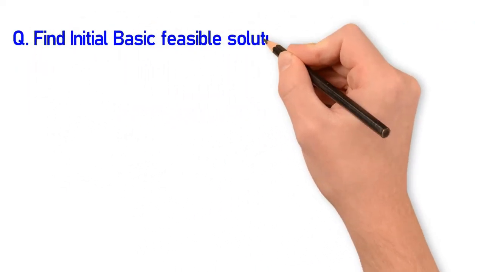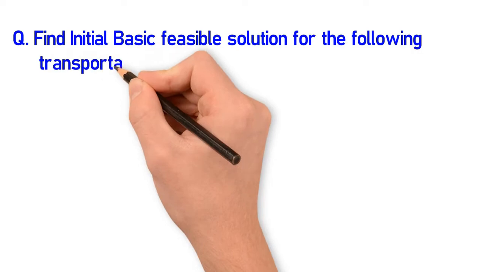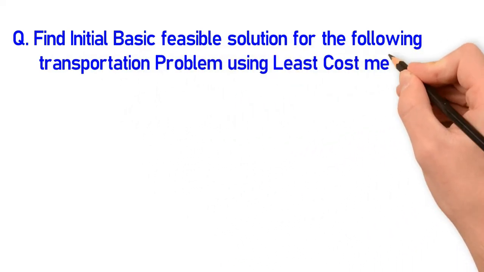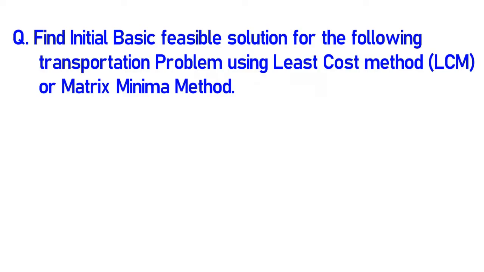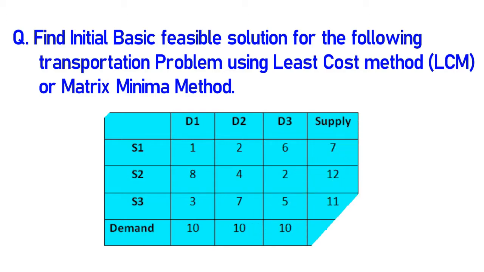So let us start with the question. Find the initial basic feasible solution for the following transportation problem using the least cost method or matrix minima method. Now here a matrix is given to you. In that matrix, different supply values and different demand values are given.